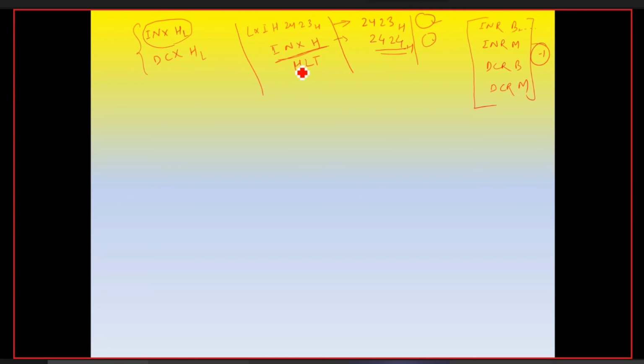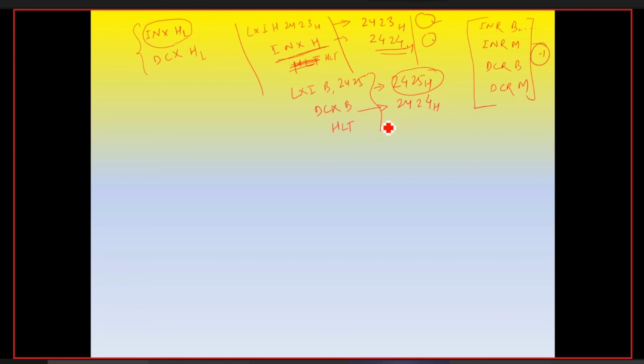Similarly, LXI B 2425, DCX B, halt. Initially in register pair BC, the address is 2425H. After this instruction, it becomes 2424H, because it decremented this address, not the content of this address.